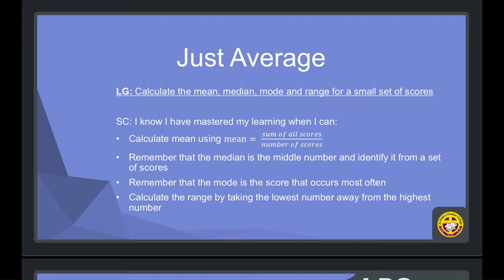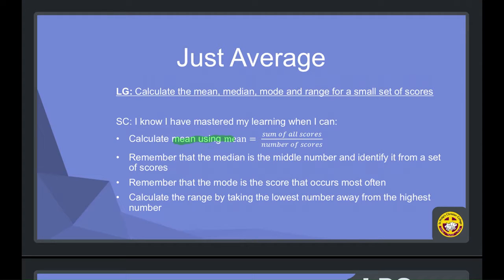Today we're going to be looking at different ways of calculating the average, essentially. Mean, median, mode, and range. You should have seen these things before in stage 4, so this should be a revision for us. Let's jump into it. The things we're going to be calculating are the mean.